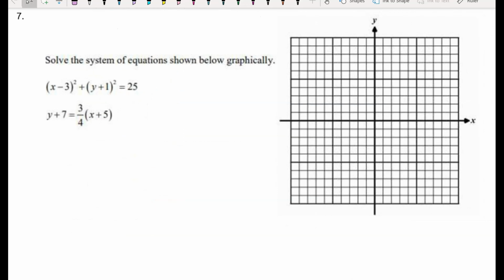Number 7. Solve the system of equations below graphically. So I'm going to start by recognizing that this is a circle with a center at (3, -1), and a radius of the square root of 25, which is just 5. So I'm going to go to (3, -1), plot that point, and I'm going to plot 4 nice points on my circle. I'm going to go up 5, right 5, down 5, and left 5. And I'm going to connect those the best I can.